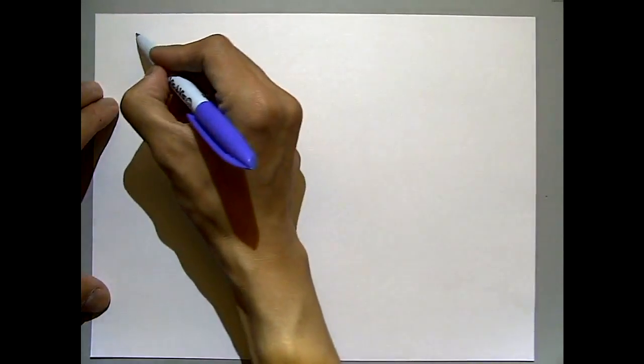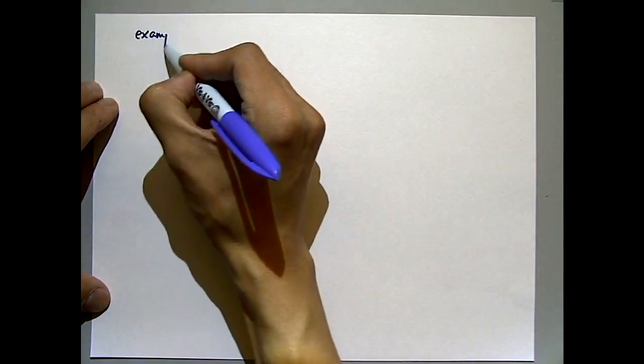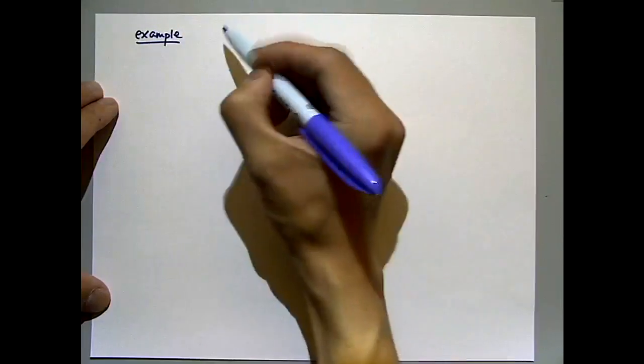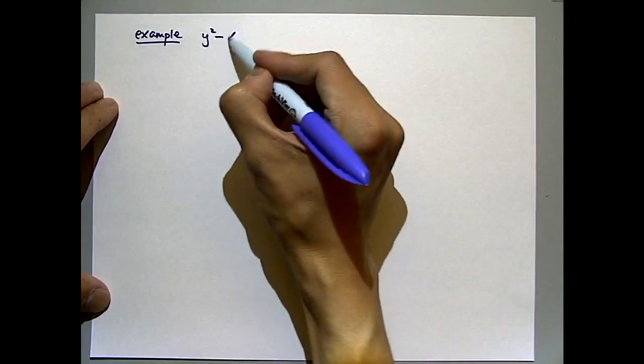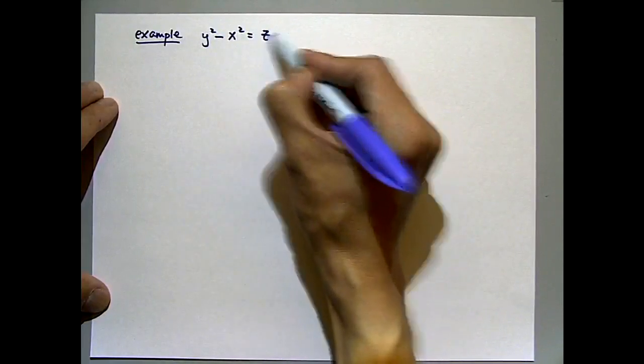Okay, one more shape, and this is the most complicated shape. Y squared minus x squared is equal to z.